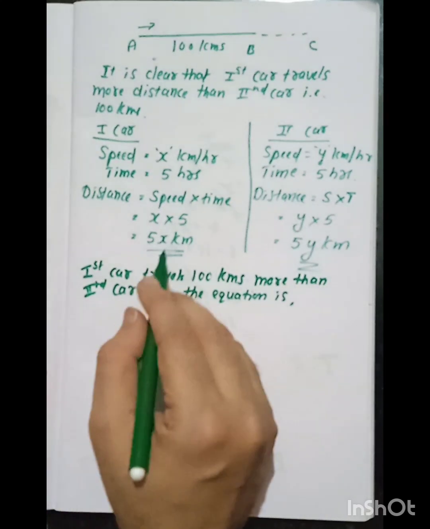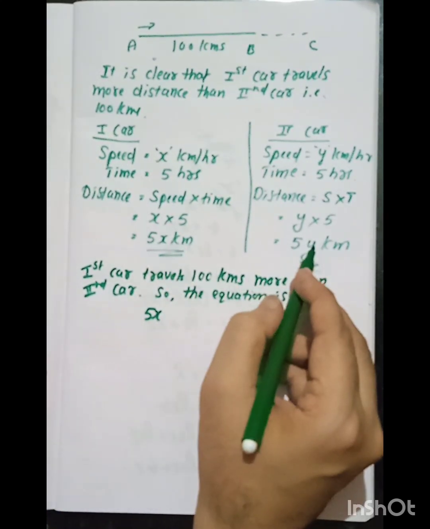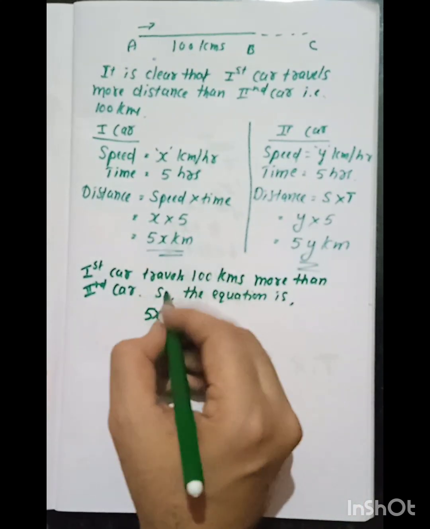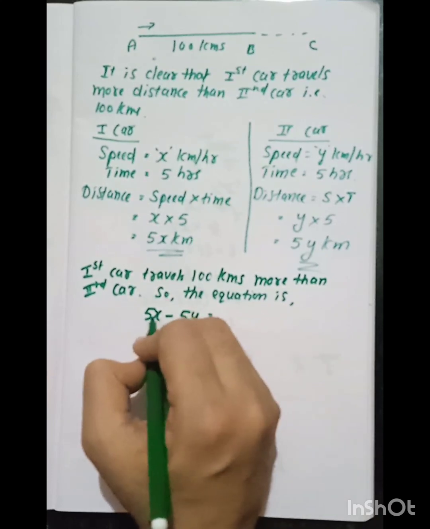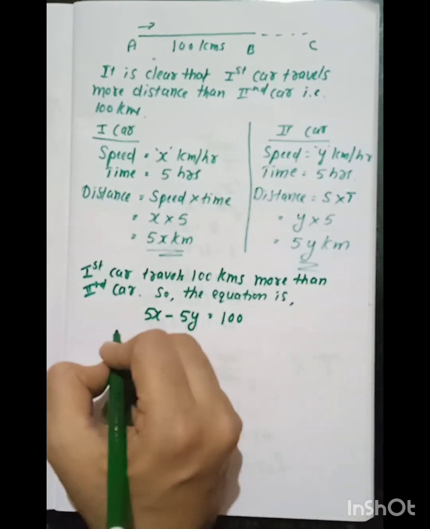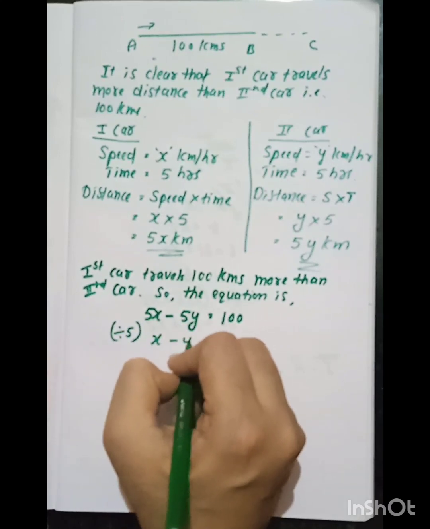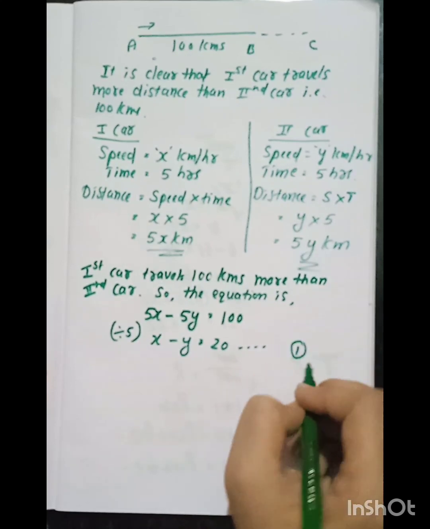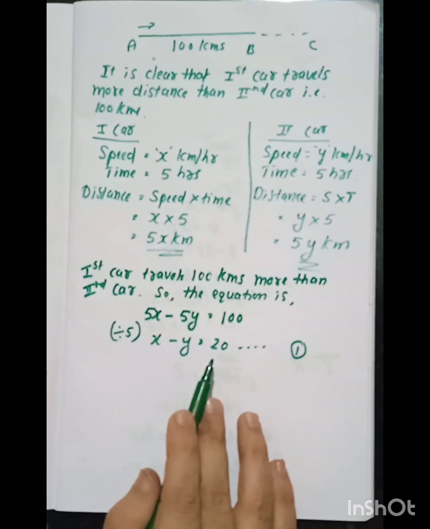So the equation is: first car distance 5x, and second car distance 5y. The first car's traveling distance is more than the second car's, so 5x minus 5y. The difference between the first car and the second car distance is 100 kilometers. Simplify this, divided by 5: x minus y equals 20. Take it as equation 1.